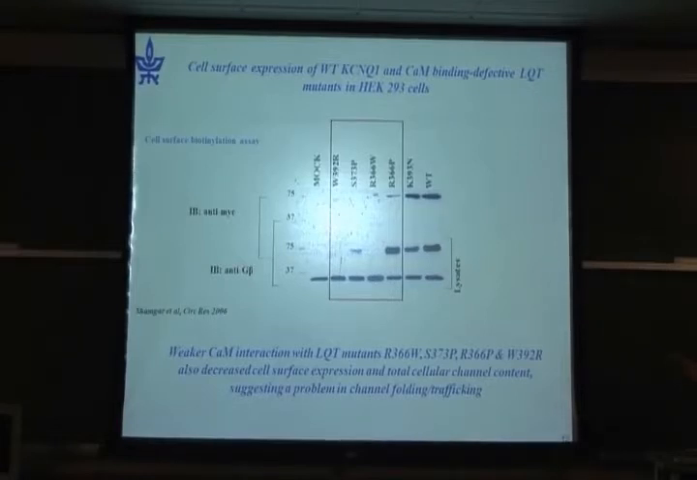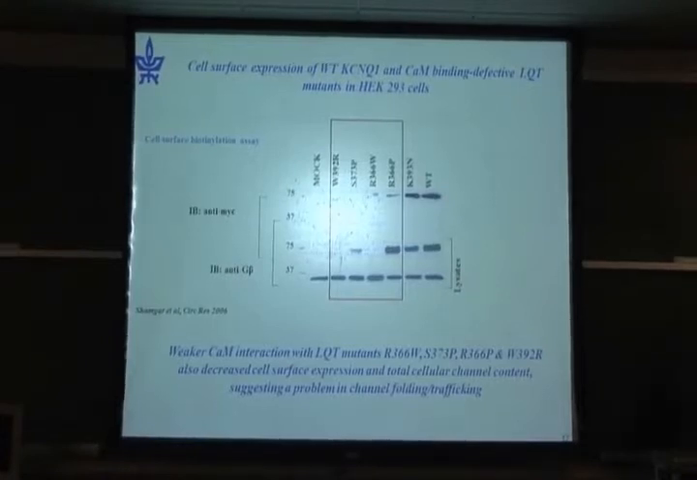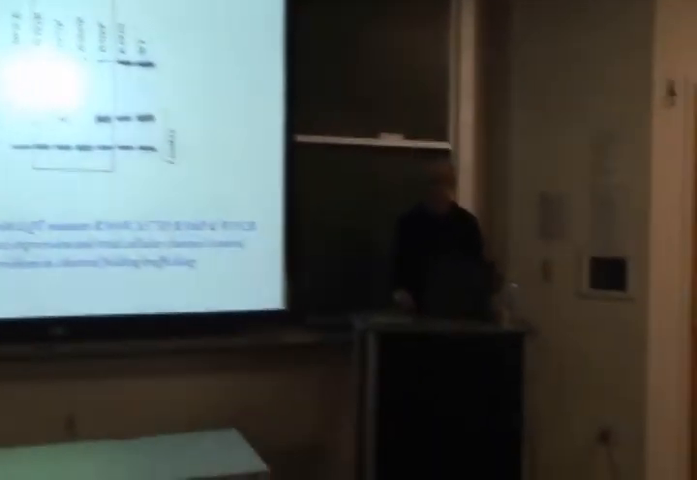And this is our control, which is a polymorphism of the channel. So this mutation is expressed at the plasma membrane like the wild type. So to conclude, for this long QT mutation located at this region, we have weaker calmodulin interaction with this long QT mutant and a decreased cell surface expression, suggesting a folding and trafficking problem.